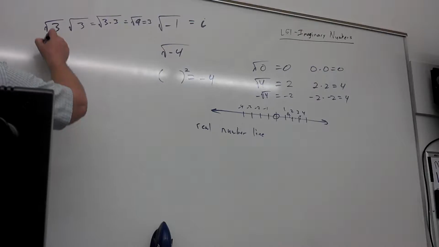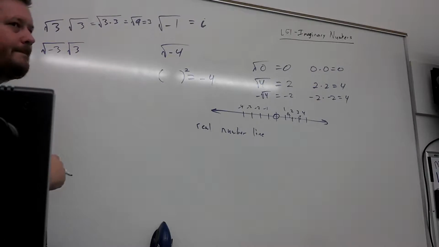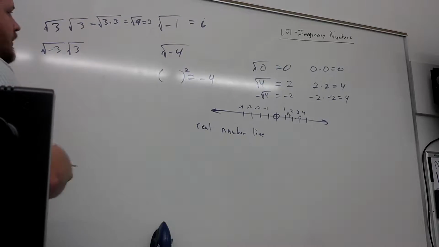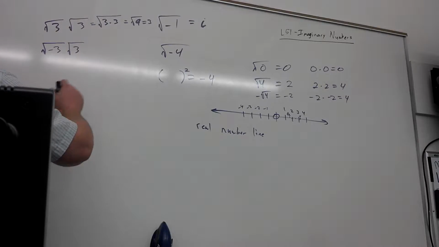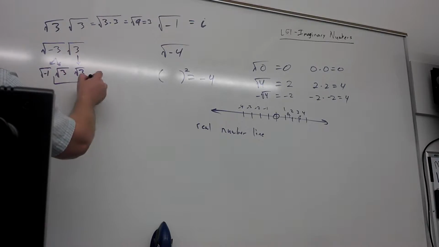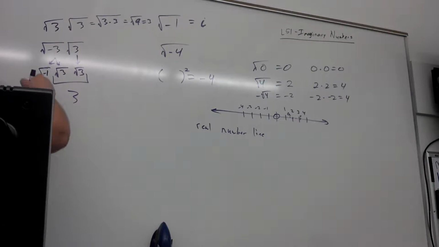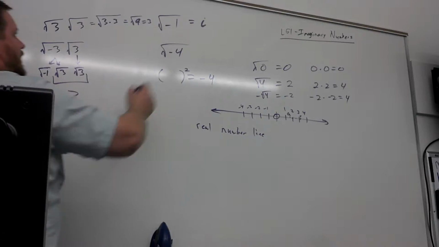What if I did the square root of negative 3 times the square root of 3? It would be the square root of 3i. Or no, it would be 3i. Let's split this into the square root of negative 1 and the square root of 3. Then we have this other square root of 3. Well, what's the square root of 3 times the square root of 3? 3. And the square root of negative 1 is i.